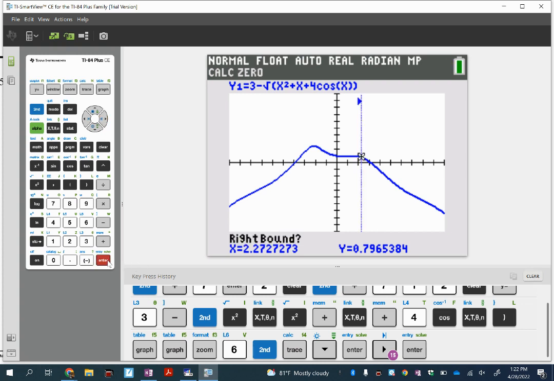Hit enter. Right bound. Go past it, guys. Go past it. See how I went past it? No, Joel? Did I do it too fast? I'm sorry.